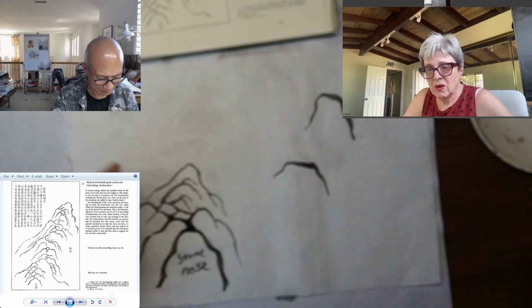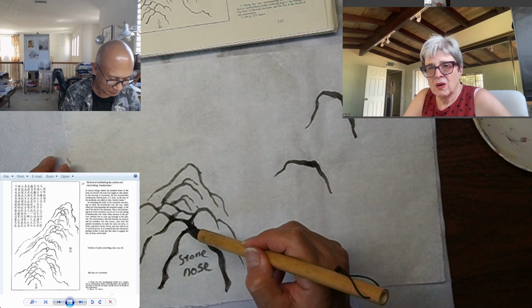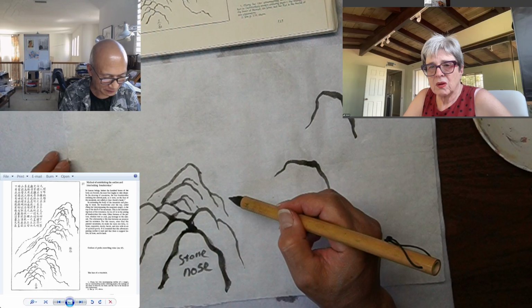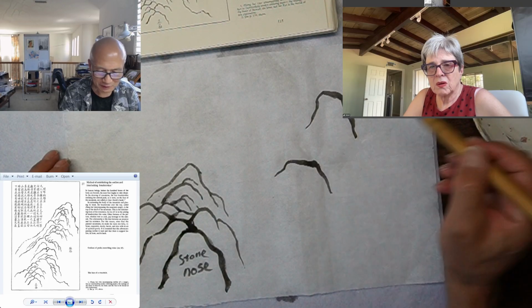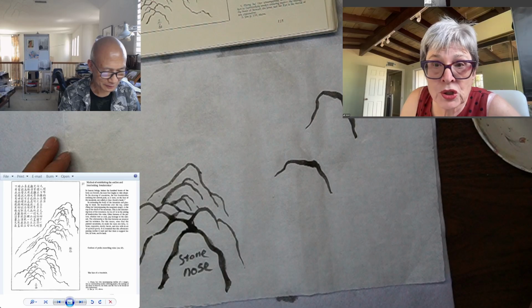So I kind of jumped a little bit. You're supposed to do the front, and then gradually move to the top. But there's only one stone nose in a picture, right?